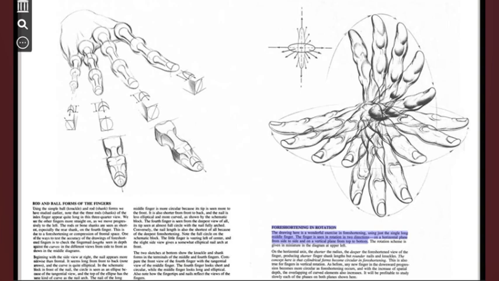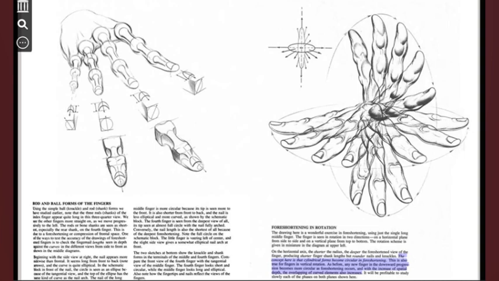Foreshortening in rotation. The drawing here is a wonderful exercise in foreshortening, using just the single long middle finger. The finger is seen in rotation in two directions, on a horizontal plane from side to side and on a vertical plane from top to bottom. The rotation scheme is given in miniature in the diagram at upper left. On the horizontal axis, the shorter the radius, the deeper the foreshortened view of the finger, producing shorter finger shank lengths but rounder nails and knuckles. The concept here is that cylindrical forms become circular in foreshortening.